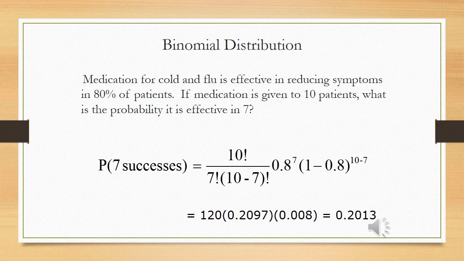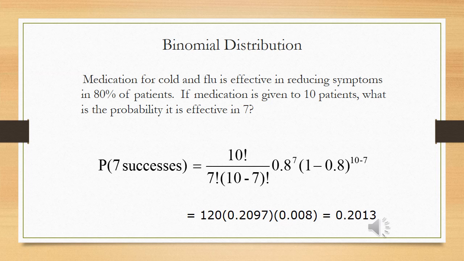And n, which is the number of times the process is replicated, is 10, since the medication has been given to 10 patients. Now we're still missing one thing: p, which is the probability of success itself, and represents 80%, which in decimals is 0.8. And that is it. All you have to do now is put the numbers in the formula.